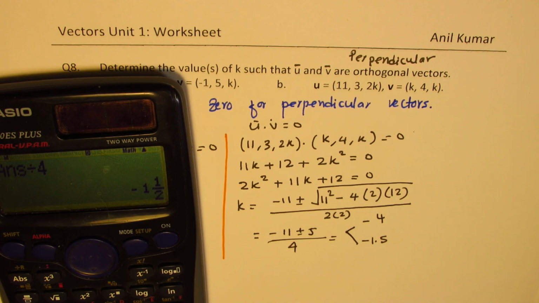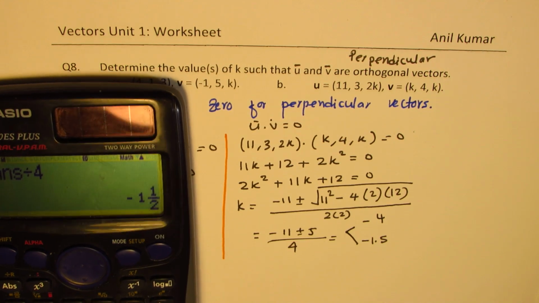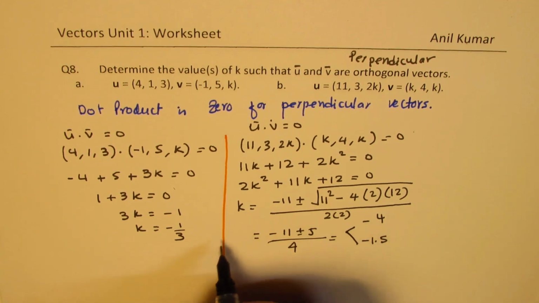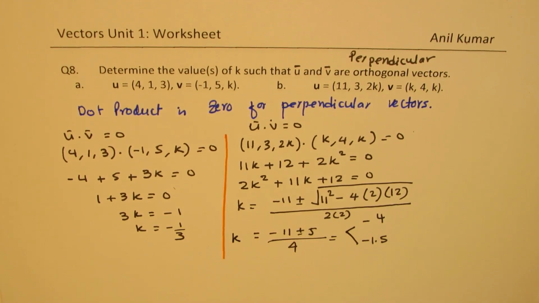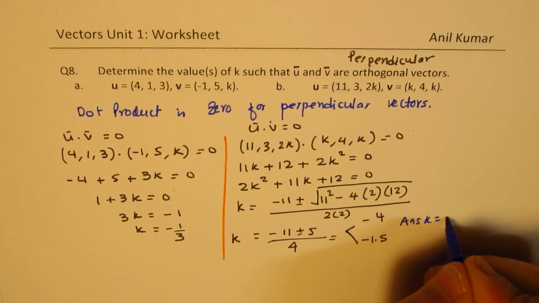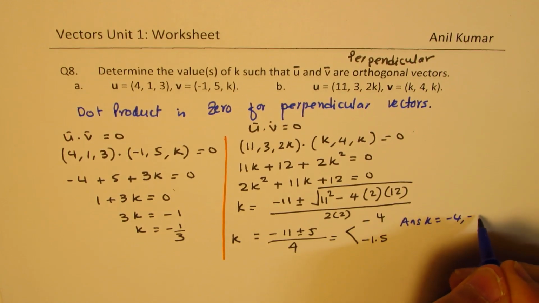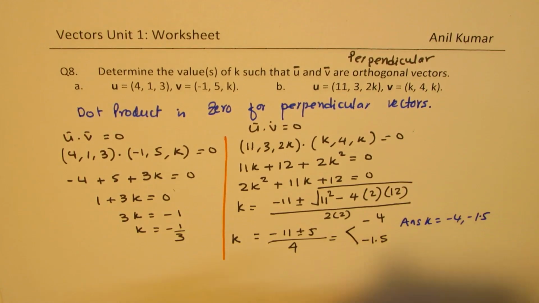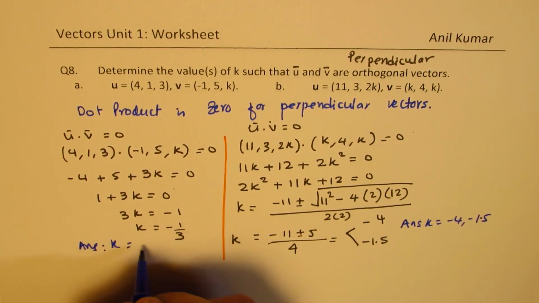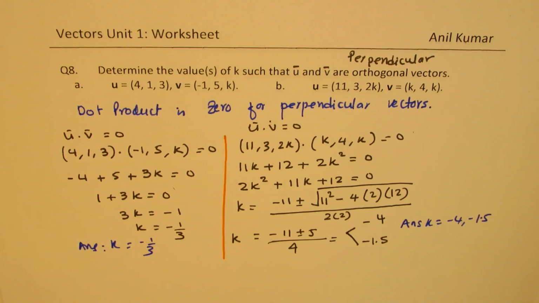So that is how we can get both our answers, right? Both are negative. So in this case, k has two values, which is minus 4 and minus 1.5. Is that clear to you? Right. So we have our answer, that is k equals to minus 4 or minus 1.5. And here we have k equals to minus 1 over 3, right?